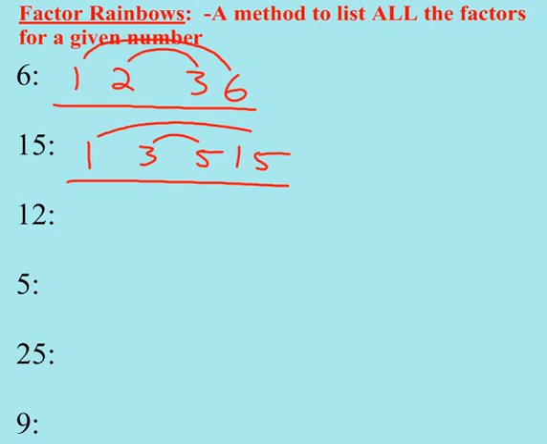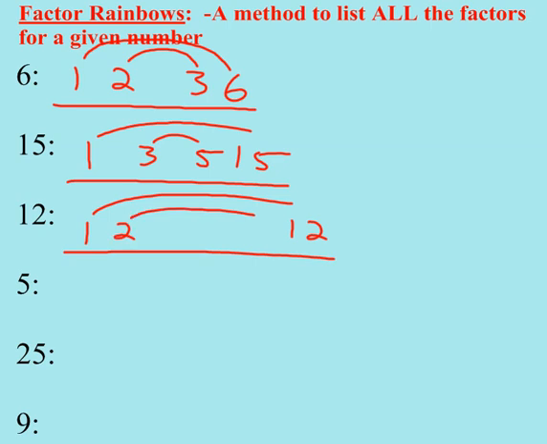Let's try 12. I start with 1. Does 1 go into 12? Yeah, 12 times. Does 2 go into 12? Yeah, 6 times. 2 times 6 is 12. I'm still counting up. I did 1, 2, does 3 go into 12? Yeah, 4 times. Now there's no numbers between 3 and 4, so I know my factor rainbow is done. So I have a total of 6 factors. Those are 1, 2, 3, 4, 6, 12 for 12.